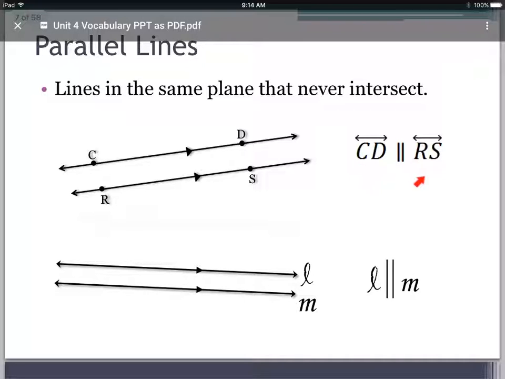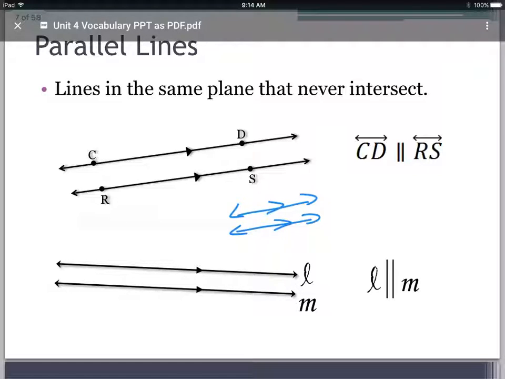It says CD is parallel to RS. You will also notice on the actual lines themselves, there are little arrows right in the middle. Those mean those two lines are parallel to each other. So those indicate parallel lines. And when I draw those, I might go something like this. Again, put your arrows on the end, and my arrows in the middle. That's the way I draw those. And then label them with the points that you have on there.